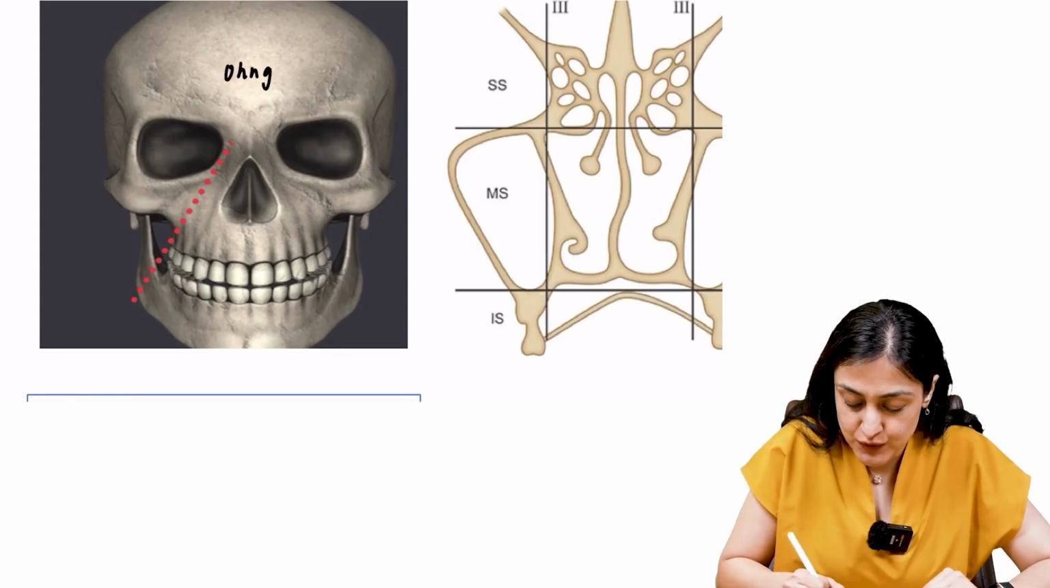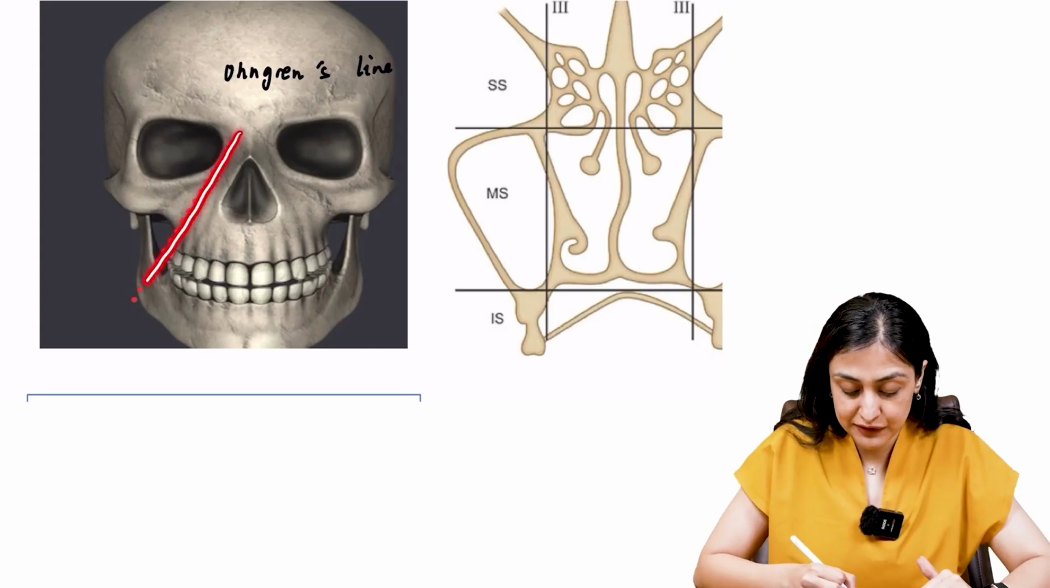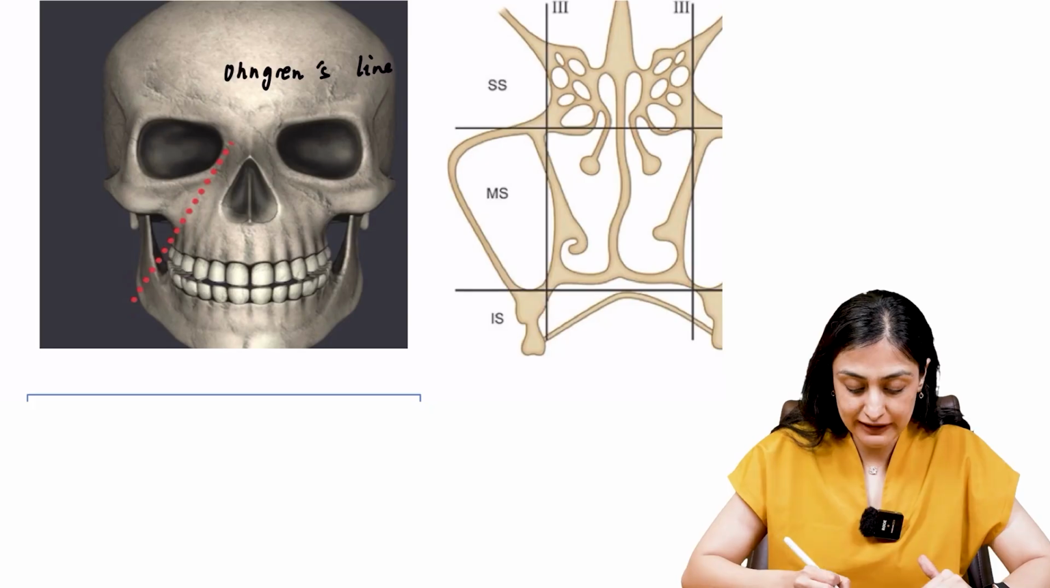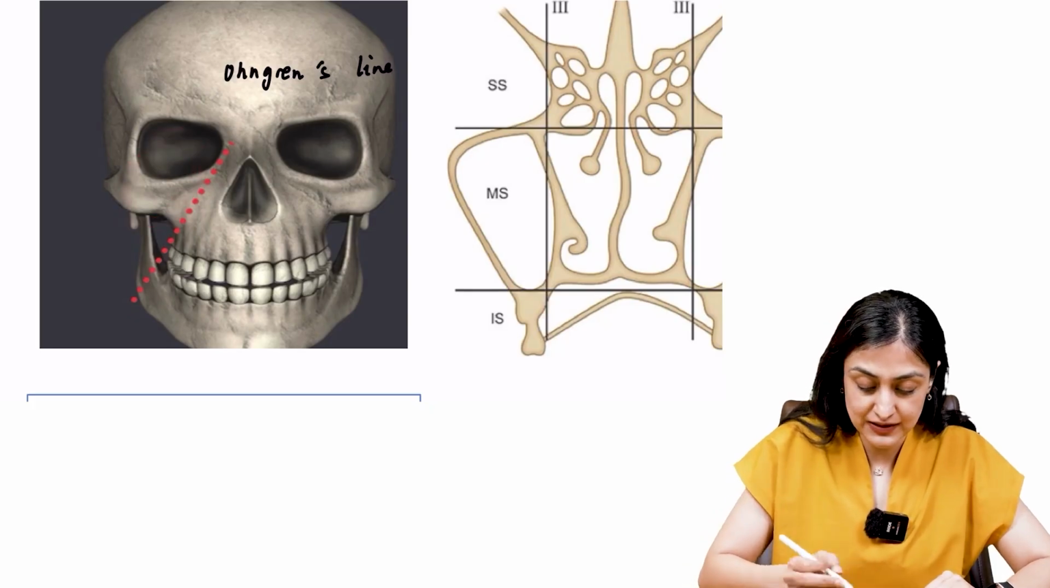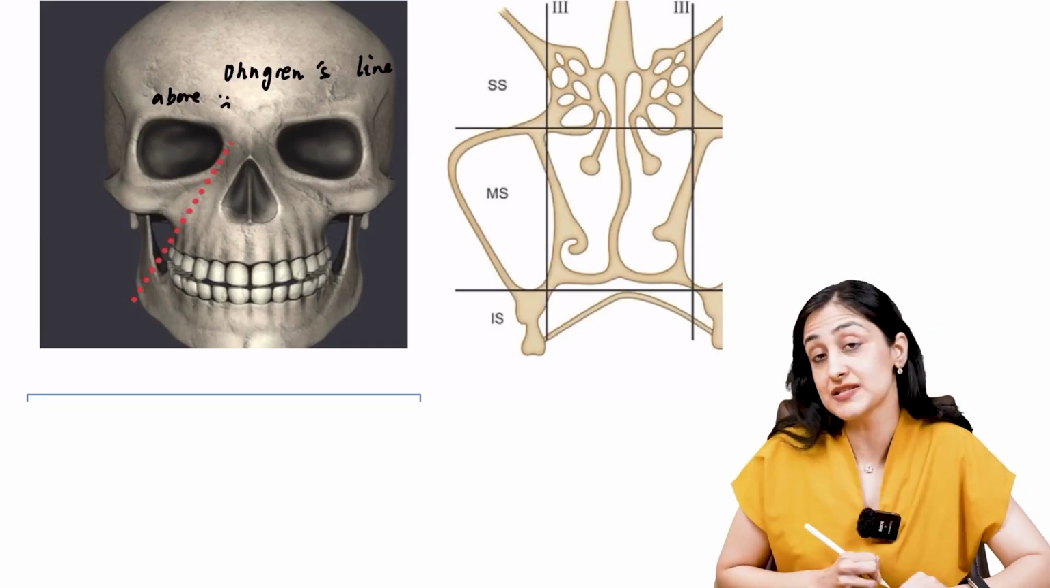This is the more widely used method where you are drawing an oblique line from the medial part of the orbit and going downwards. So everything which is above, if the maxillary sinus goes above, it's bad. That's all. It's the takeaway. Above the Ongren's line is bad.